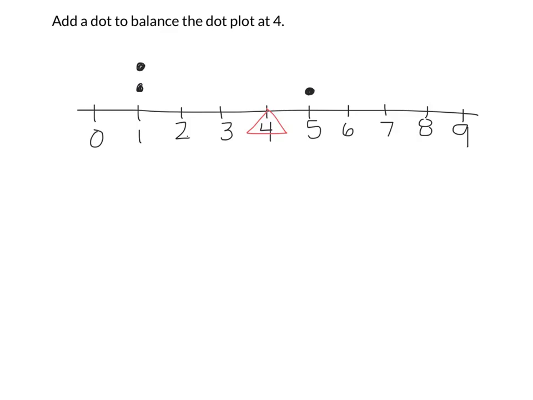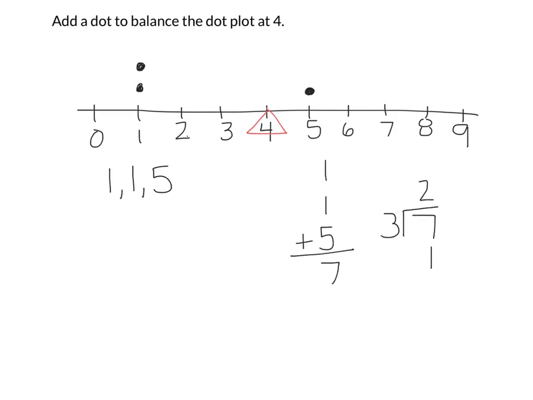So first I'm going to start off by seeing what I have right now. I have 2 dots above 1, so 2 ones, and 1 dot above the 5, so I have a 5. Where I'm at right now, I'm going to see what the mean would be. 1, 1, 5, I add these up. 1 plus 1 is 2, plus 5 is 7. Then I divide by how many I have, 7 divided by 3. Well, 3 goes into 7 2 times with 1 left over.